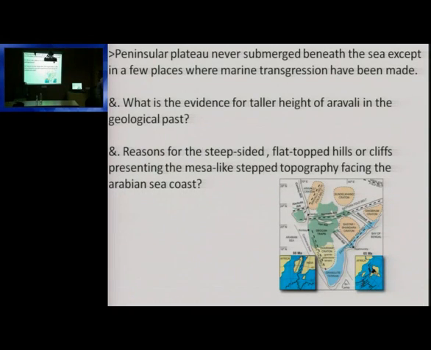What is the evidence for taller height of Aravallis in the geological past? We say Aravalli was much higher than today. Then what is the evidence that we have? The evidence that we have is the glacial deposit that is found in Aravalli. Today if you go to Aravalli and if you are a little bit aware with the geology and all, you collect the sediments or the erosion surfaces and all, you will find a glacial deposit that has taken place.